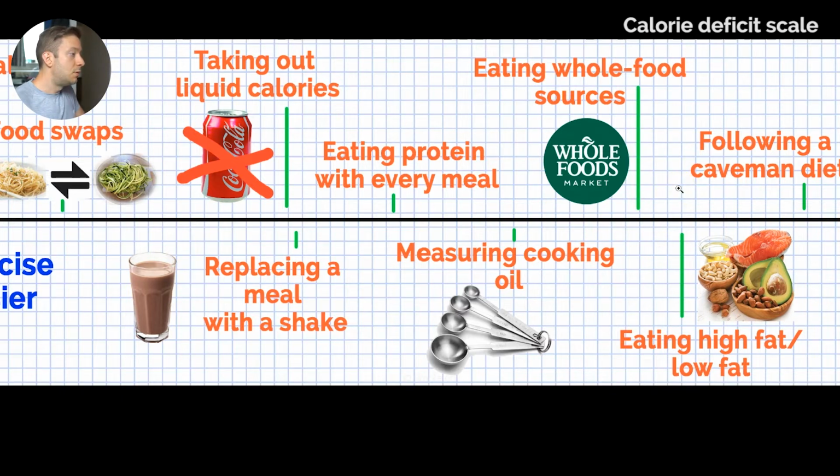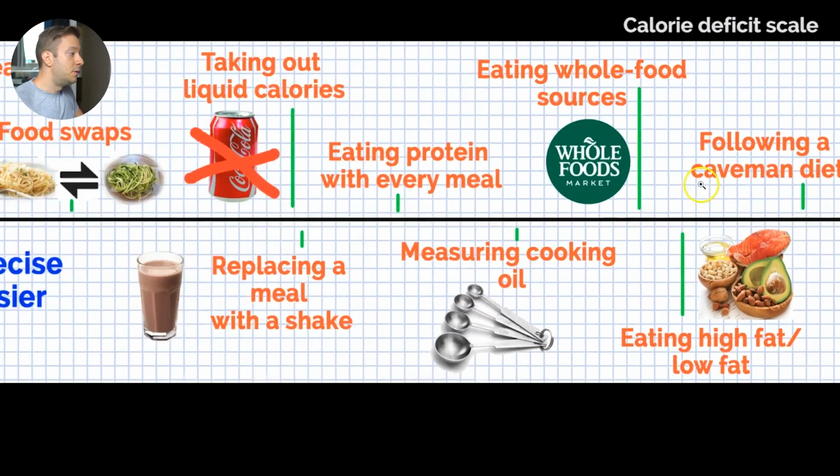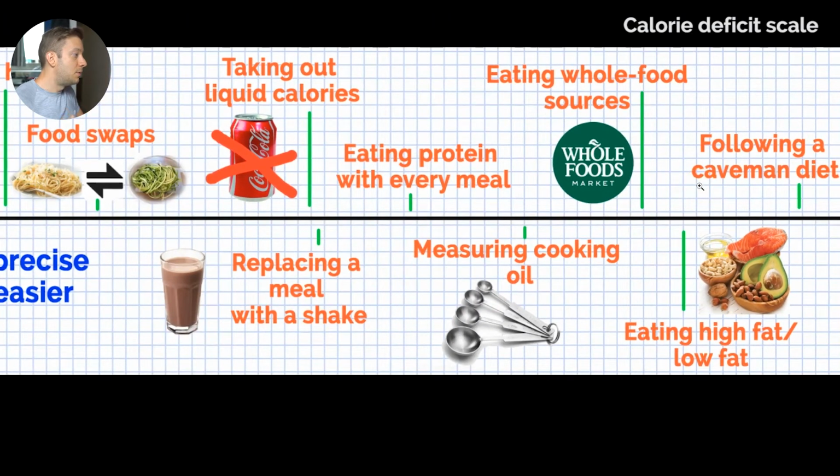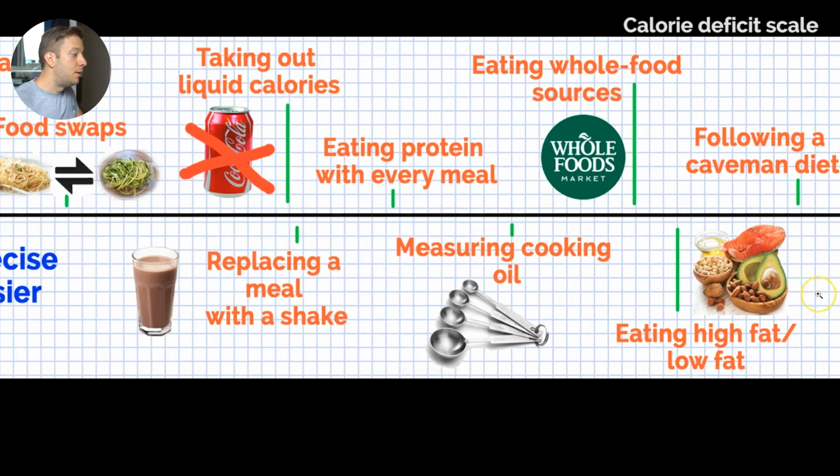Eating whole food sources can cut out junk food, which can help you be in a calorie deficit. Going on a particular diet that might be high fat or low fat: a high fat diet would mean you have to cut out things with carbohydrates in them. That usually means anything that's junk food, so pizza, chocolate, cake, cookies, ice cream. So you're cutting out calories, so it helps you be in a calorie deficit.